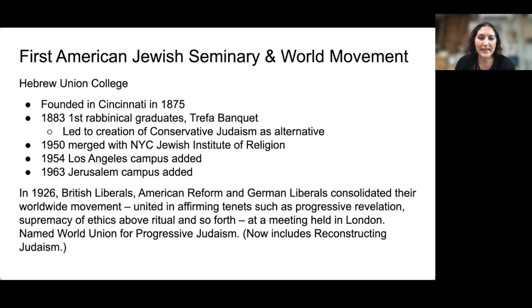So in 1926, the British liberals, American Reform, and German liberals consolidated their worldwide movement, united in affirming tenets such as progressive revelation, supremacy of ethics above ritual, and so forth. At a meeting held in London, they named themselves the World Union for Progressive Judaism, and this World Union now includes Reconstructing Judaism as well. I find that a very interesting note.